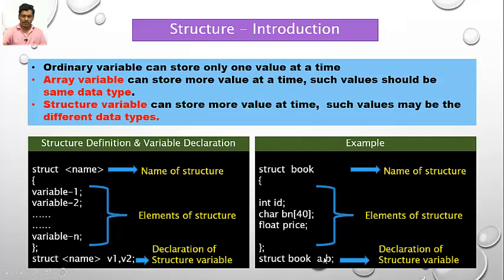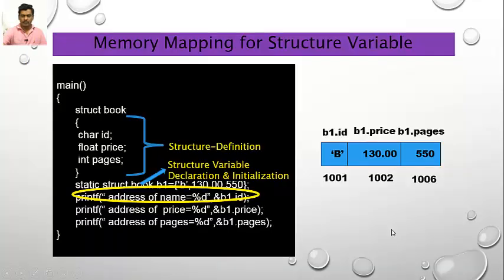So structure variable a stores 3 kinds of data types, 3 kinds of values: one is an integer, then a string, and the third one is a float. b also consists of 3 locations, that is 3 variables. In these locations we can store different data types. That is the memory mapping for a structure variable.